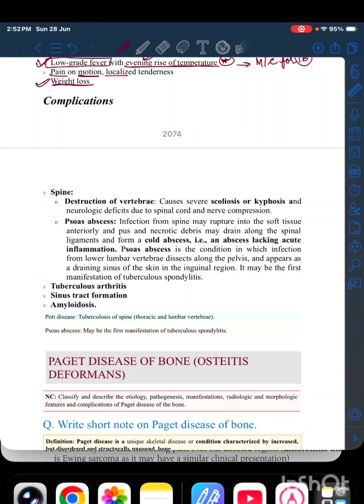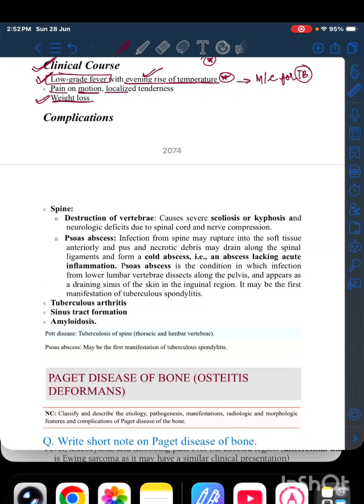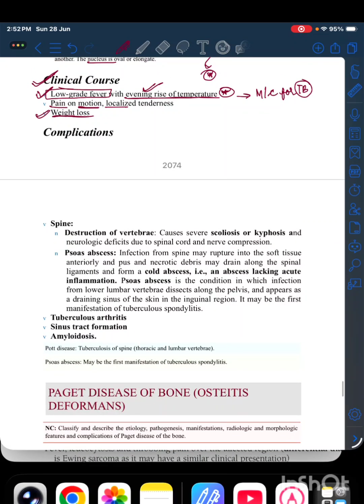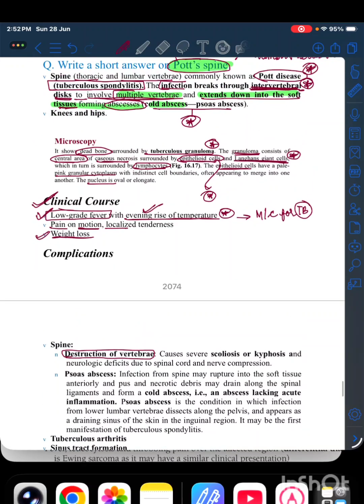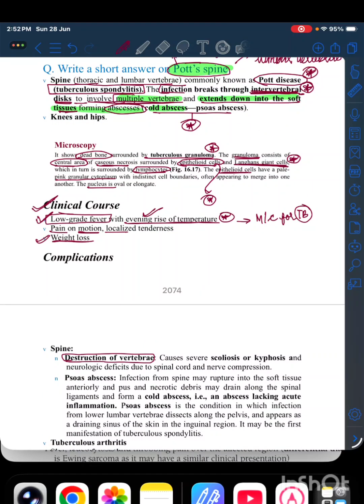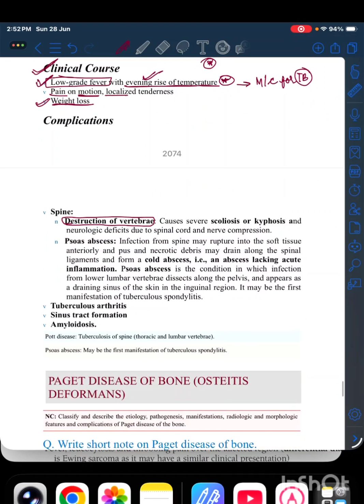Now we have complications of the spine. We have destruction of the vertebrae. Since it involves intervertebral discs and multiple vertebrae, we have destruction of the vertebrae. It will cause scoliosis, kyphoscoliosis, psoas abscess. Infection from the spine may enter the soft tissue anteriorly, and pus and necrotic debris may drain along the spinal ligaments. We form a cold abscess, that is an abscess lacking acute inflammation.